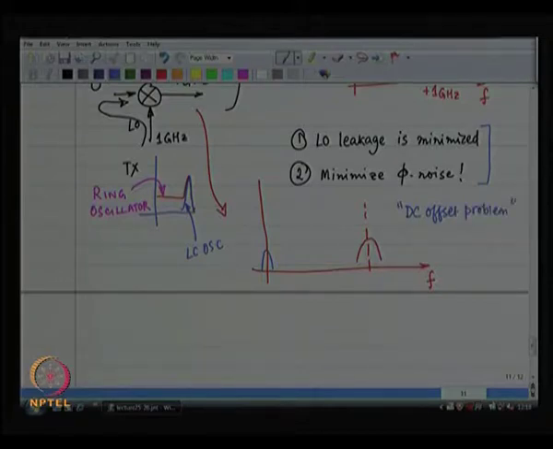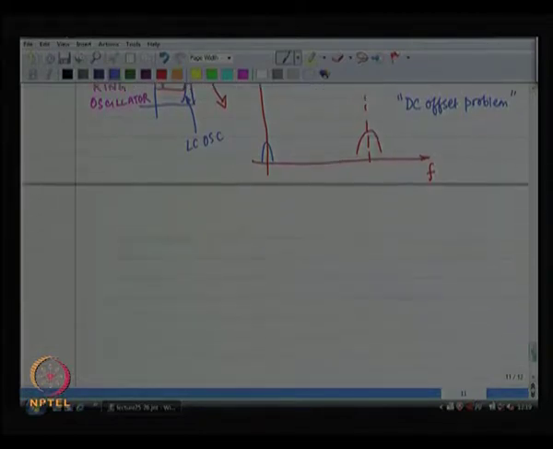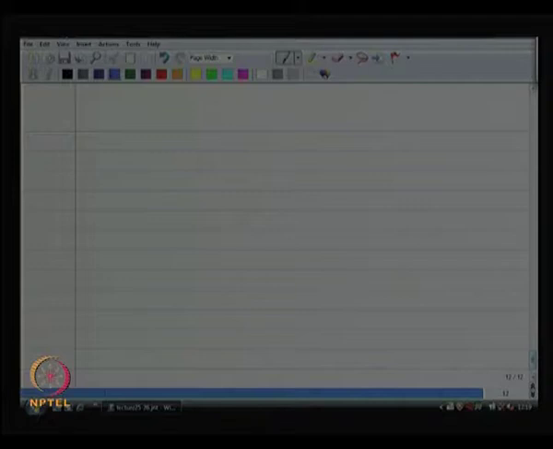So, because of the DC offset problem, DC is a large portion of the narrow band signal, right. DC and surrounding frequencies are everything that you have. So, that is why it is called the DC offset problem, and because of this problem direct down conversion is almost never used in standards like GSM. Okay. Then what is used?